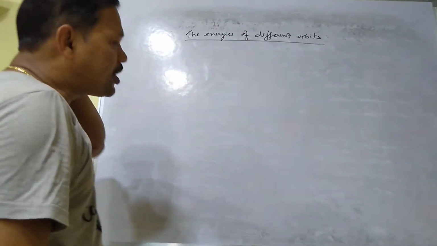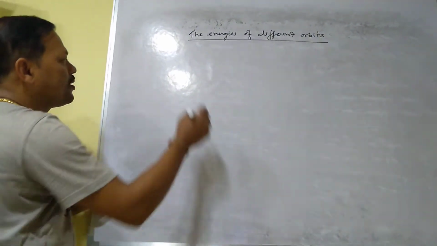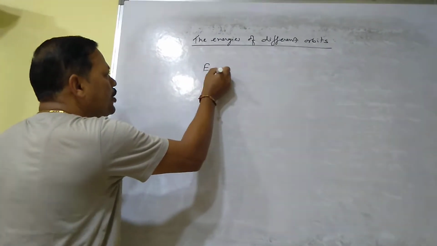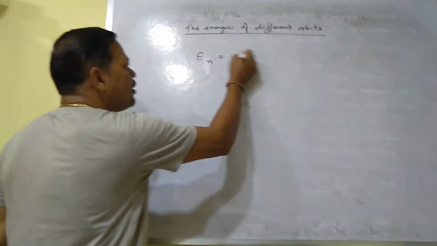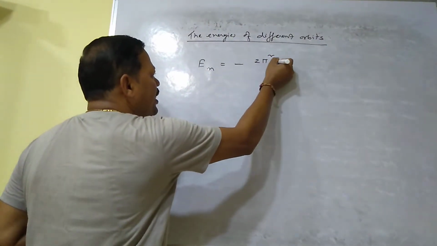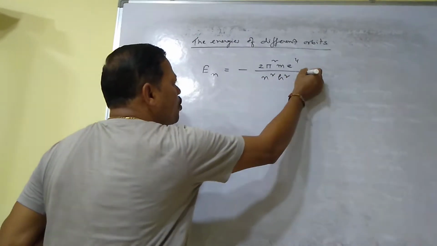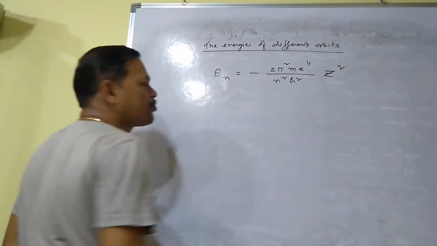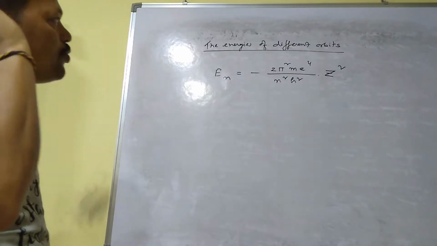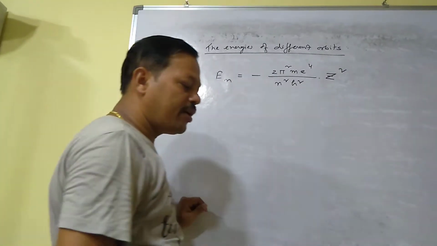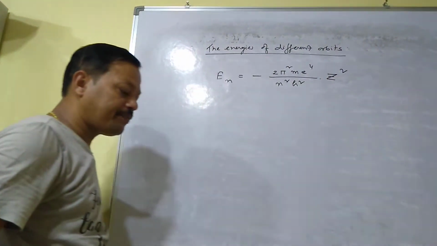Now, if you want to determine the energies of different orbits, the general formula you can apply is this one. En is equal to minus twice pi square m e to the power 4 divided by n square h square, whole thing multiplied by z square. This is the formula to determine the energies of different orbits.